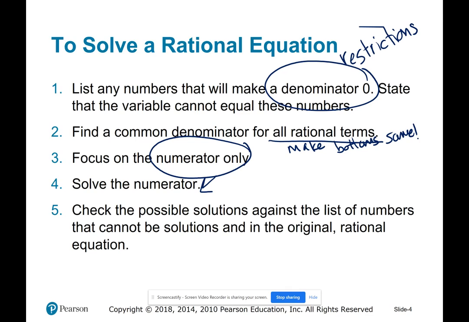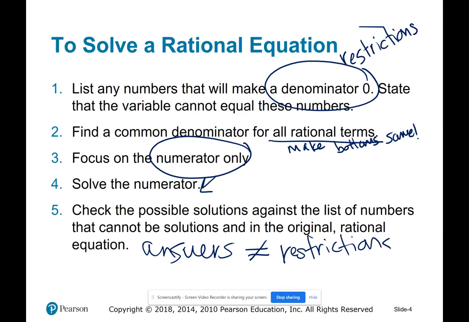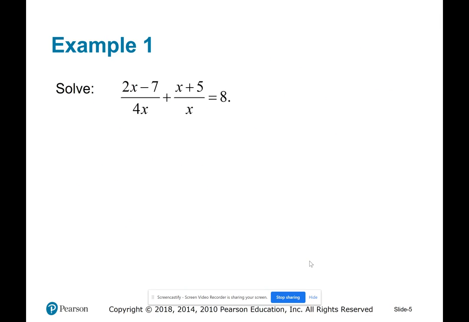After you get an answer that says x equals, you want to make sure that none of your answers equal your restrictions. And there's a word for that. It's called an extraneous solution, and I'll write that down. That means that it's an answer, but it's also a restriction, so it doesn't really work.